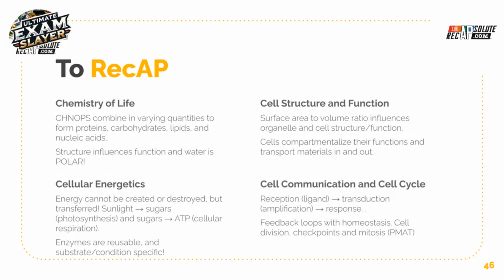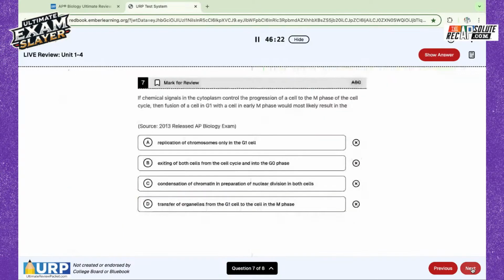All right. Before we get to our final recap, I want to make sure we get our last 2 questions in for practice. So I'm going to head back over to the practice questions and we'll do our final 2 in the packet. So number 7 here. If chemical signals in the cytoplasm control the progression of a cell to the M phase of the cell cycle, then fusion of a cell at G1 with a cell in early M phase would most likely result in which of the following? This is something that we've seen. You put 2 cells next to each other at different phases, they can influence each other. So the question here is, what influence would this cell have on that G1 cell?